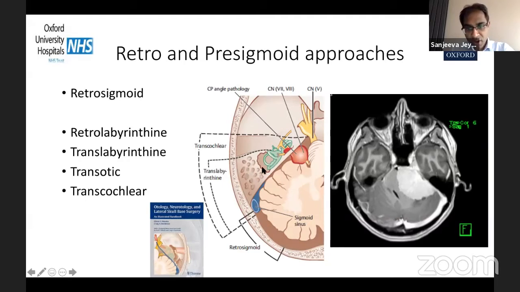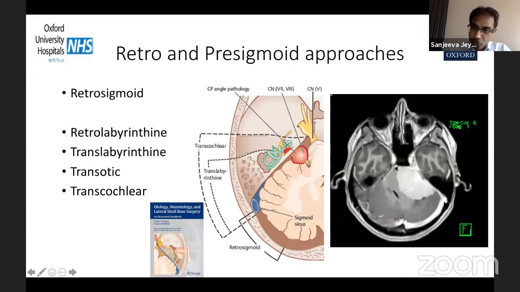So either going retrolabyrinthine, or through the labyrinth, that's translabyrinthine. The transcochlear approach is not really used anymore. That's an approach where you would mobilize the facial nerve and you get a very high facial nerve palsy rate, and it really is not an approach people use. There is a transotic approach, which if we have time, I'll talk about briefly, where you drill the cochlea, and in some cases we find that helpful. But this is what we're going to talk about today.